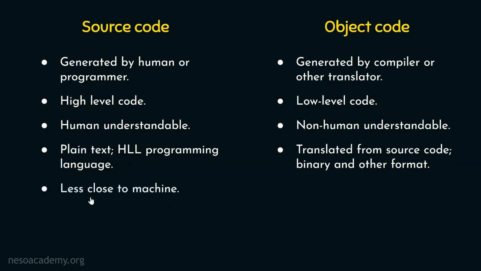Source code is less closer to machines and more closer to humans as it is written by humans, whereas object code is more aligned towards machines as it is a result of machine processing. So we learned about the differences between source code and object code, and that will be all for this lecture.